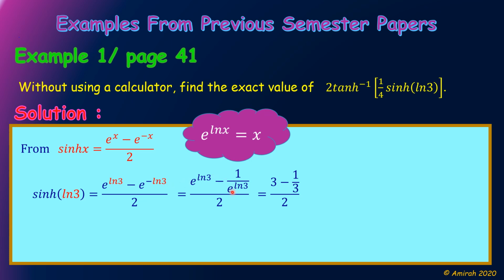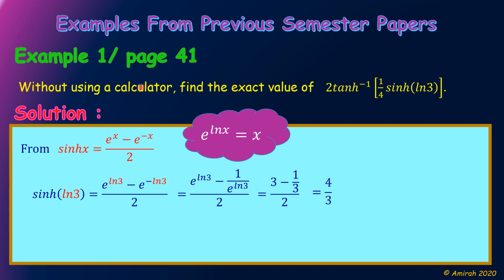So we have 1 over e to the power of positive ln 3. From here, we have e to the power of ln x equals x. So e to the power of ln 3 is 3, and the answer is 3 minus 1 over e to the power of ln 3, which is 3 minus 1 over 3, all over 2. And then from here, you can solve. So we have 4 over 3.